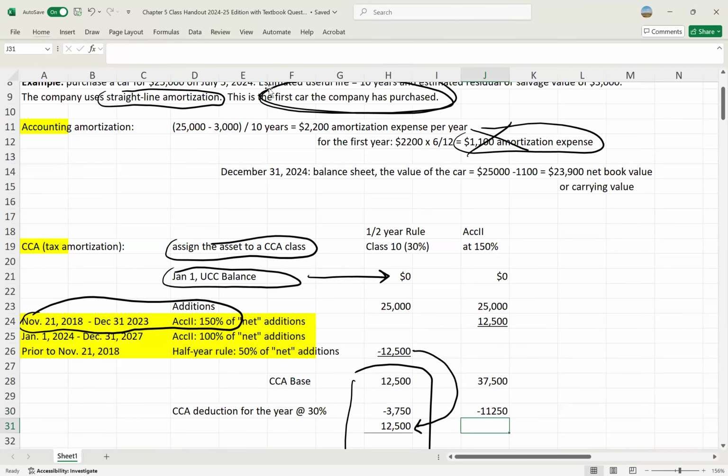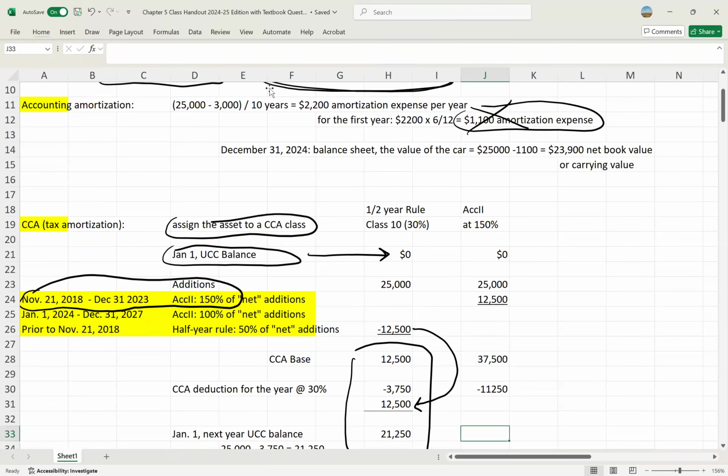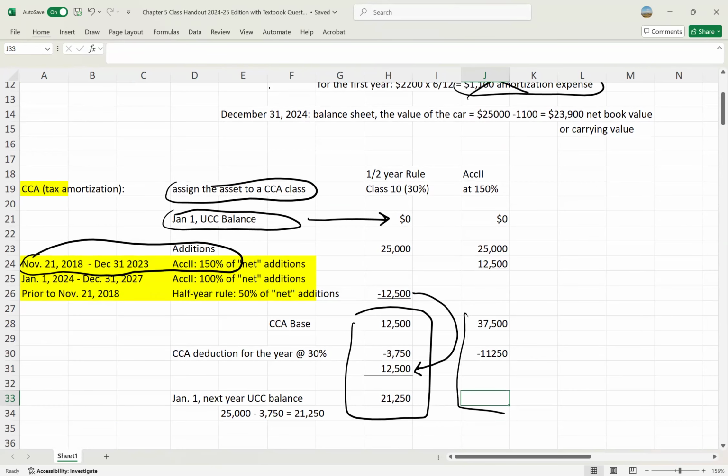Now, in order to wrap up the year, once again, this is a continuity schedule. So in order to wrap up the year, we're looking at these numbers here. This 50% that we added, we now have to remove it. This is the exact opposite of the half-year rule. So we take out that 12,500. At the start of the next year, our balance is going to be 13,750. Once again, that makes sense, right?